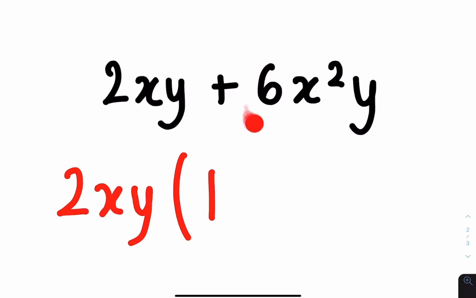And then 2xy multiplied by what gives you 6x squared y? Well, to get the 6, we have to do 2 multiplied by 3. So I put a 3 there. To get x squared, and when we already have an x, you just multiply by x. And we already have a y here, so that's your final answer.